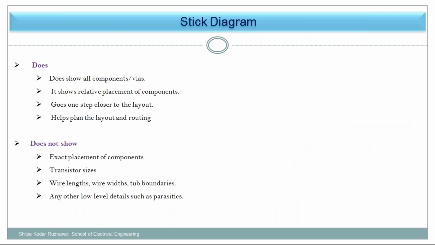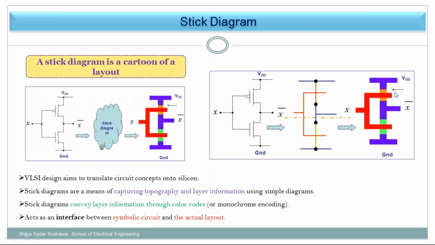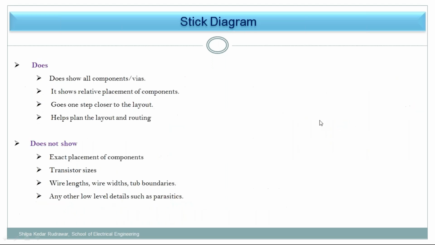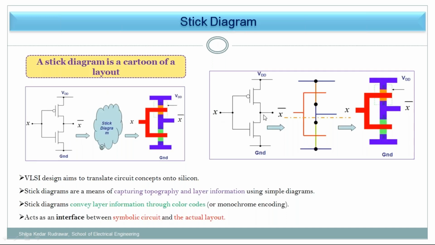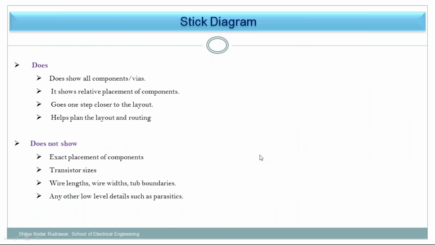It shows the relative placement of components. Relative placement means I am not saying the exact placement that this transistor will be there only, but relatively I can say that if the PMOS is connected in pull up, this will be in pull down, and they are connected in series like this. Both are one step closer to the layout. As you know, this is one step closer to your layout. So it helps to plan the layout and routing. If I know where to place which device, I can route it in an effective way. So this is the thing.